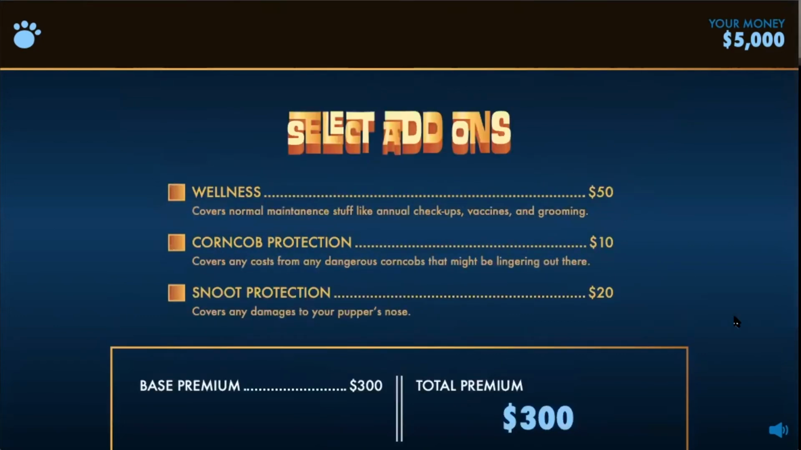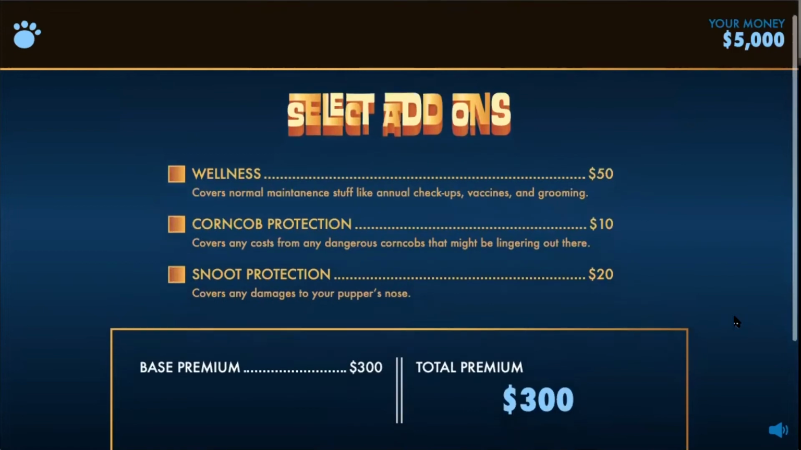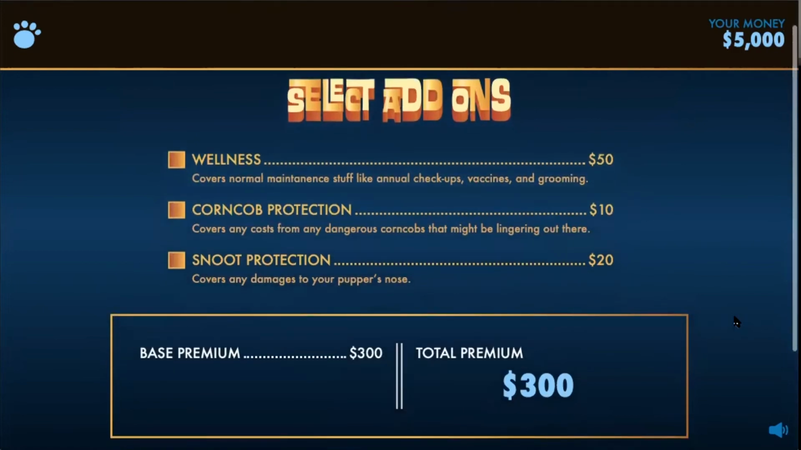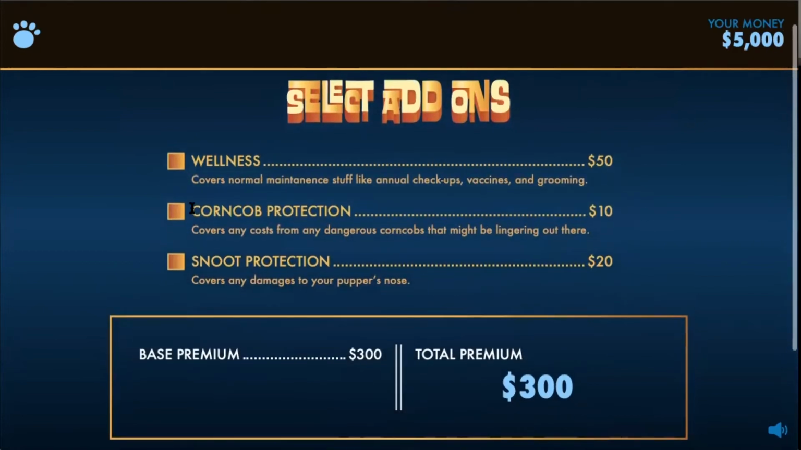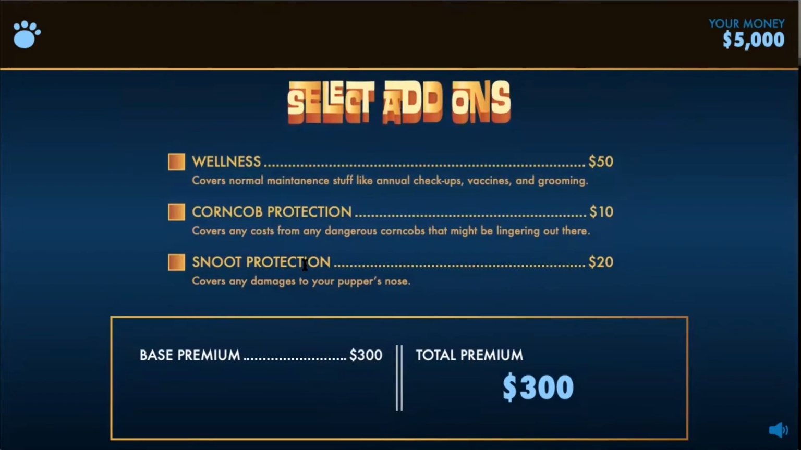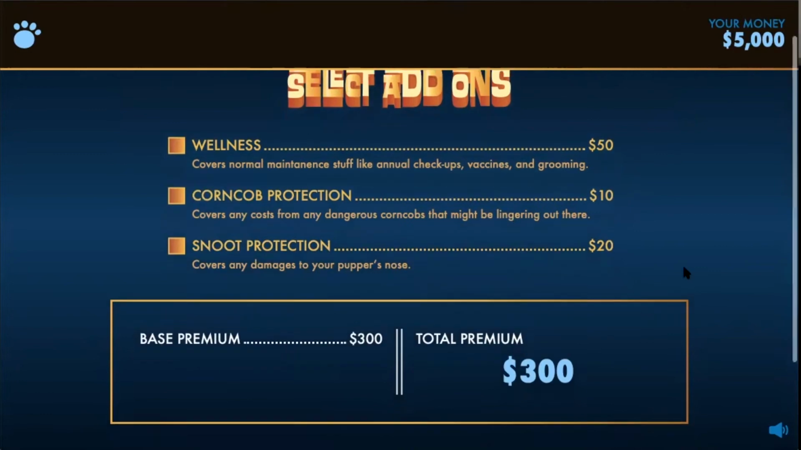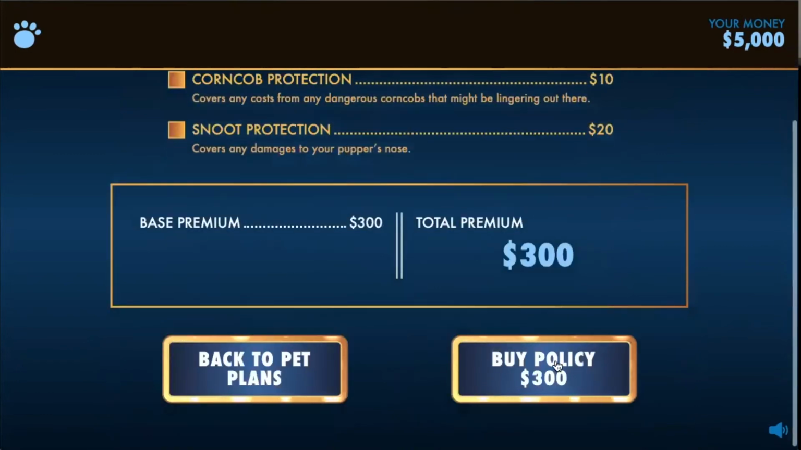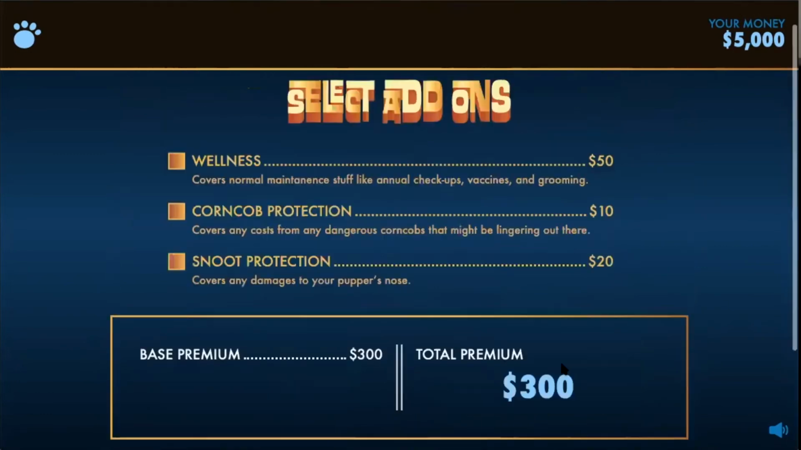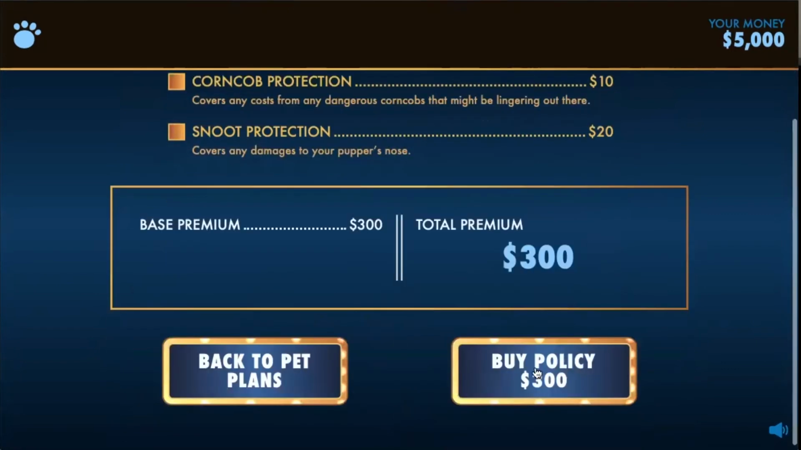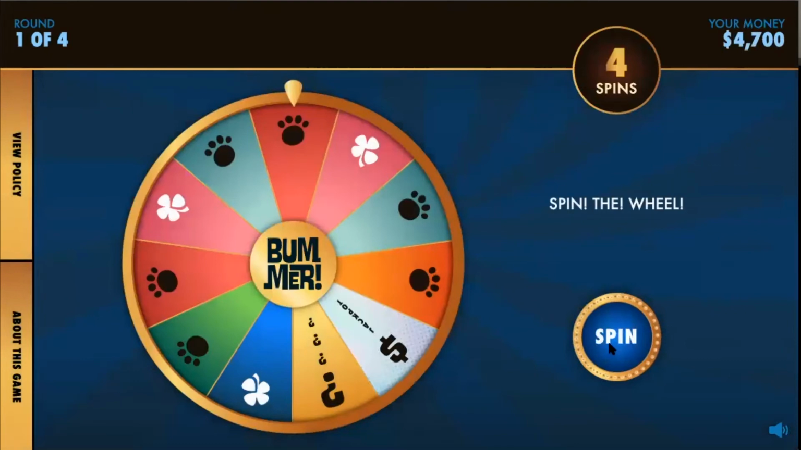Okay, then let's see. Do I want any add-ons? We have snoot protection. We have all sorts of other things. I think I got the pretty high insurance. I'm going to stick with that, and not have any add-ons. Okay. All right. Now I'm going to spin the wheel.